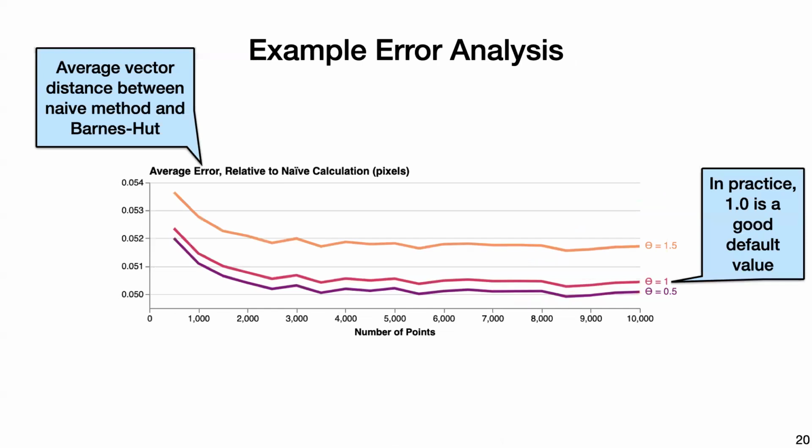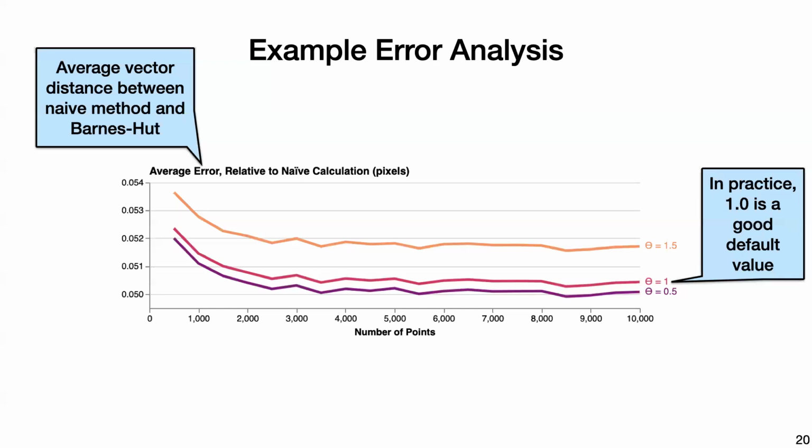And then on the other side, there's error. Y-axis is error, down is good. X-axis is number of points. And you can parameterize these by theta as well. So theta 1.5 has higher error than theta 1 and theta 0.5.